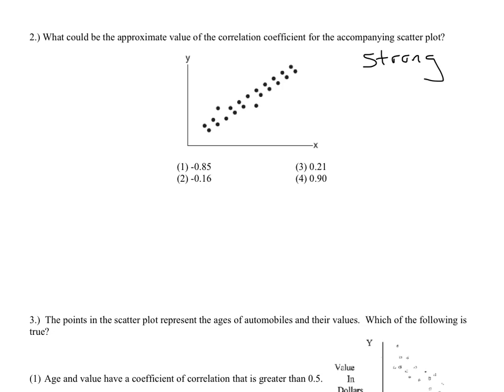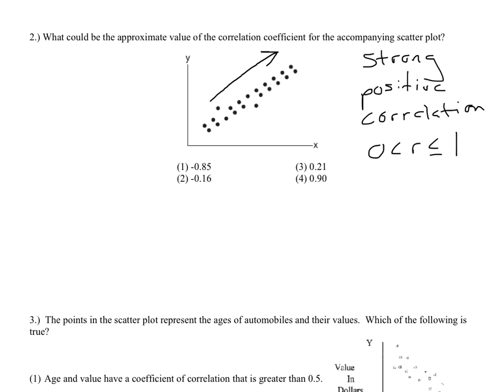Now I want to pay attention to see if it's positive or negative. I can tell that as my x values increase, my y values increase, so that would make it a positive correlation. So I'm looking for a strong, positive correlation, which means that my r values will exist between 0 and positive 1. And I'm looking for the case where it's very close to positive 1 because it's strong. So obviously my answer should be 4.